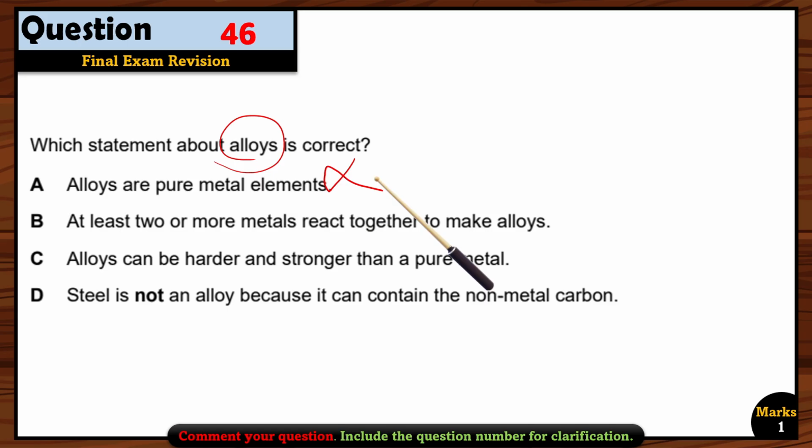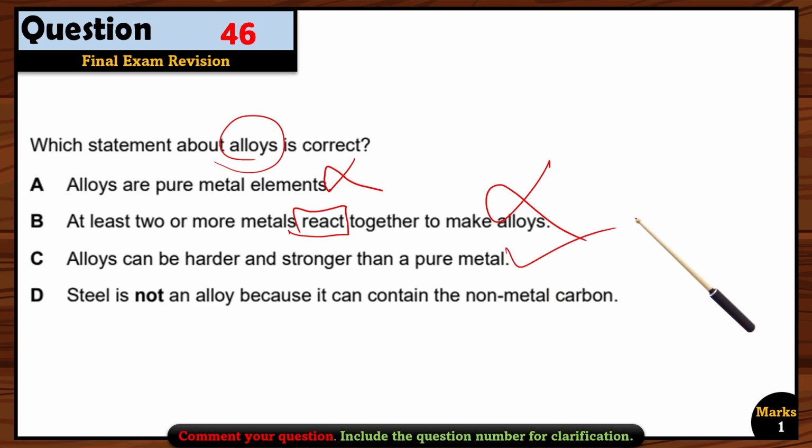At least two or more metals react together to make alloys. This wording is wrong because it is a mixture. They don't react, they just mix with each other. So this option is also wrong. Alloys can be harder and stronger than a pure metal. Yes, this is the right option. Why do we make alloys? Because sometimes metals are very soft, and to use them for different purposes, we mix them with other metals or non-metals to make them harder and stronger. Then these alloys will be more useful than the actual metals. So that's why this option is the right option. Let's see D.